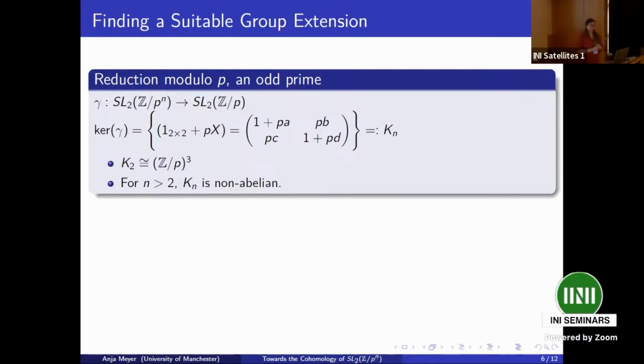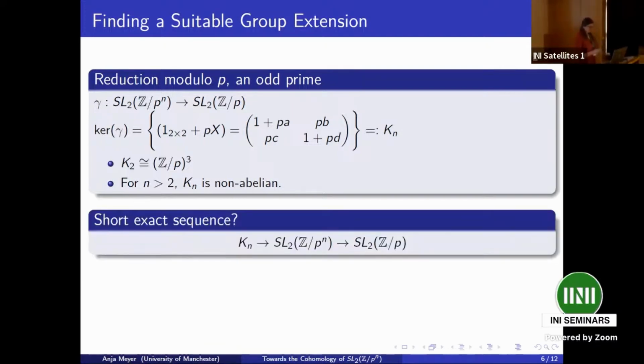For n equal to 2, the picture is not quite as nice. There's not much we can say except that they're just not even abelian. So, well, slightly better, right? So let's see what this gives us.